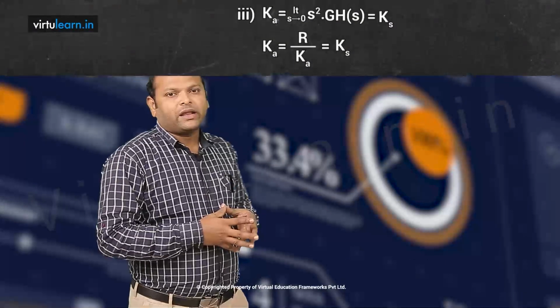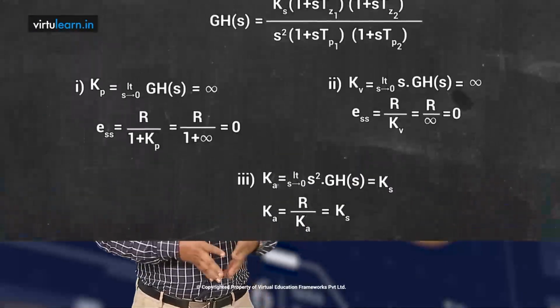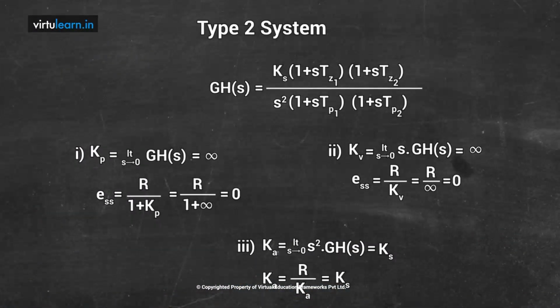Now similarly, we can take a type 2 system. In type 2 system, GH of s is equal to, numerator the same, Ks into (1 plus s Tz1) (1 plus s Tz2) and so on, and in the denominator we have to take s square because p is equal to 2 in a type 2 system, then (1 plus s Tp1) (1 plus s Tp2) and so on. So the GH of s function is every time the same. In type 0 system we have s power 0, therefore that is 1.